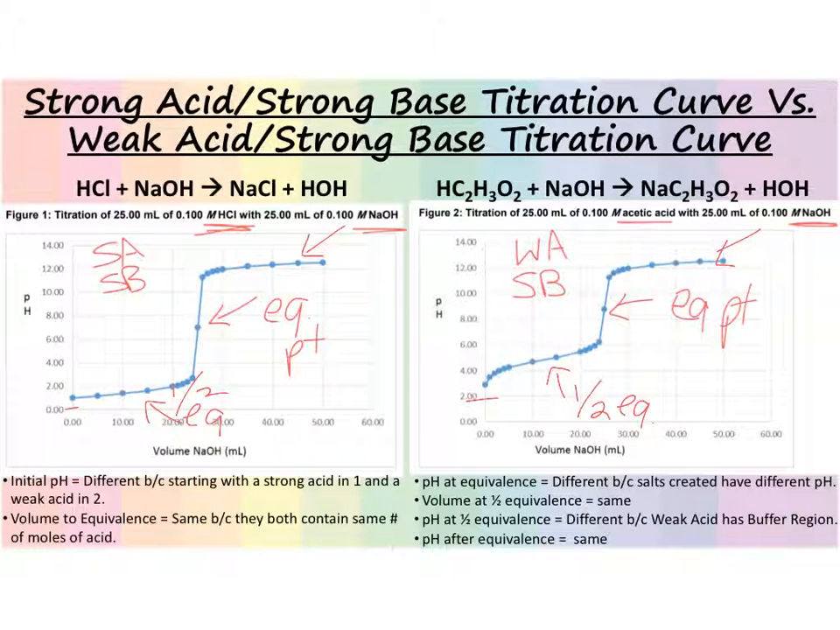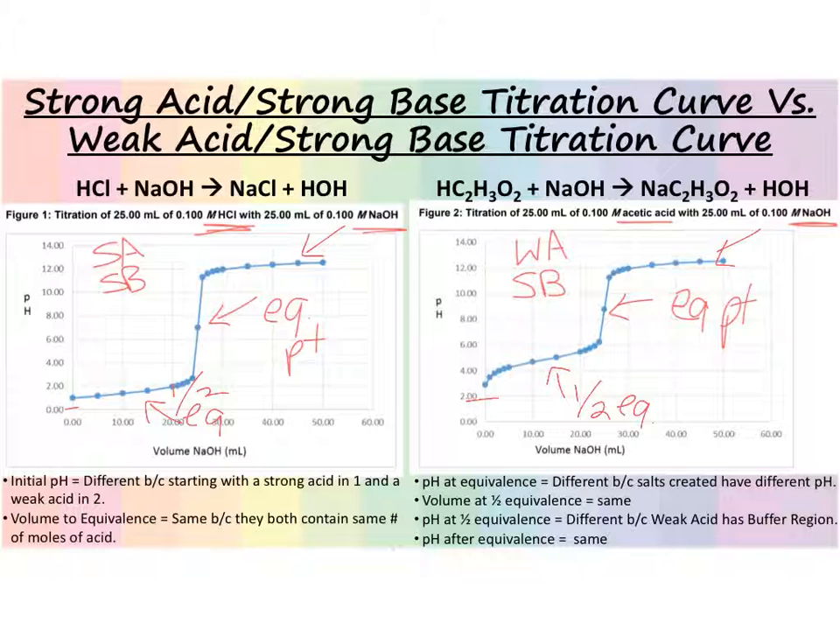Let's talk about the differences and the similarities. The initial pH obviously should be different. You should calculate it differently, because in the first one we're starting with a strong acid, and in the second one we're starting with a weak acid. So we're going to use an ICE box on one of them and just straight negative log the concentration on the other. The volume to equivalence is found the exact same way regardless of whether it's a strong or a weak acid: M1V1 equals M2V2 if it's a 1-to-1 ratio.